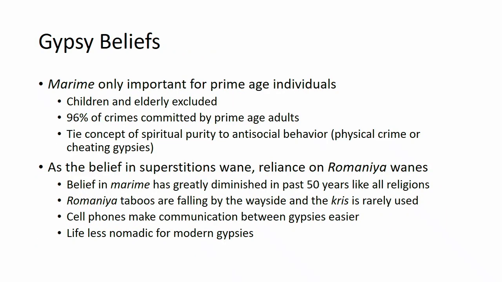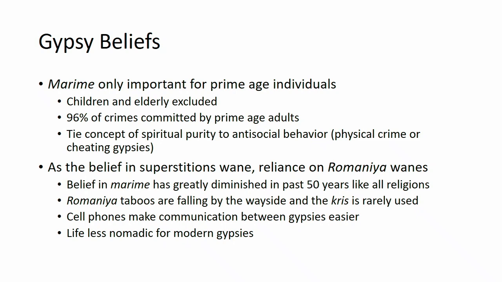Now, there are some interesting aspects of the gypsies' belief that help provide some evidence that this is a way to deal with the social problems they're facing. Only prime age individuals have to follow the Marime laws in the Romani. The children and the elderly are both excluded from these rules. 96% of crimes in the US are committed by prime age adults. So like 18 to 65.